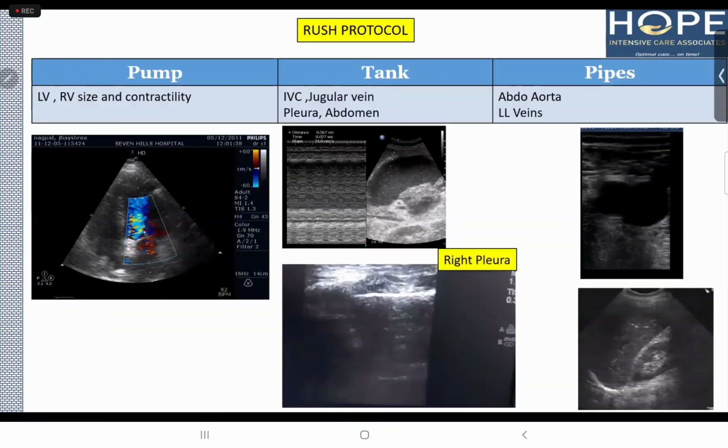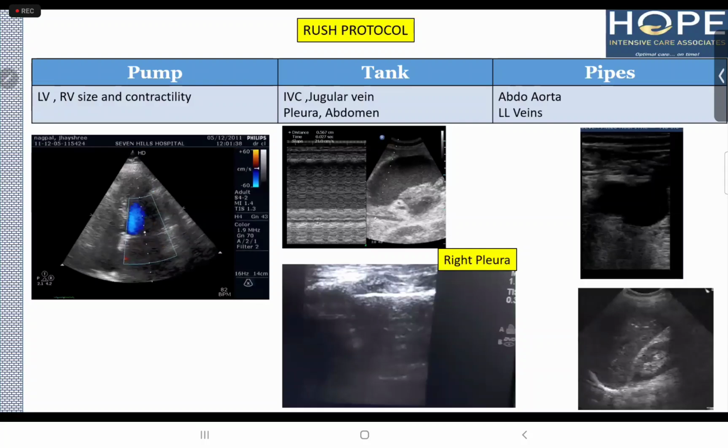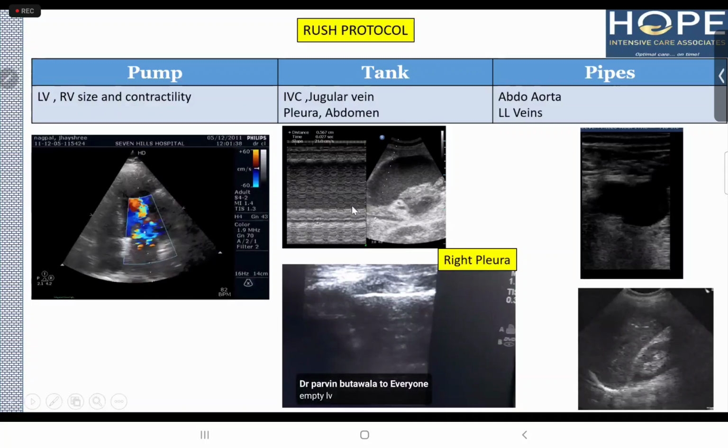Yeah, so a few answers are there. Right, so now it is clear: hypovolemic shock with pneumothorax, and Dr. Hari is saying that the heart is empty. Okay, heart is okay. Would anybody like to comment on the IVC? It's small and empty, collapsing. Another answer is empty LV.